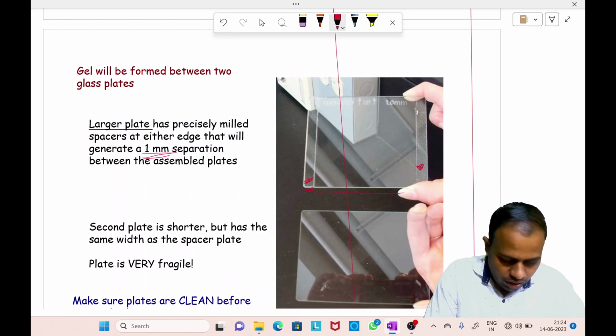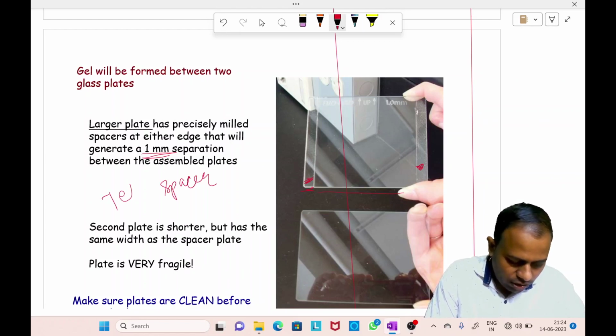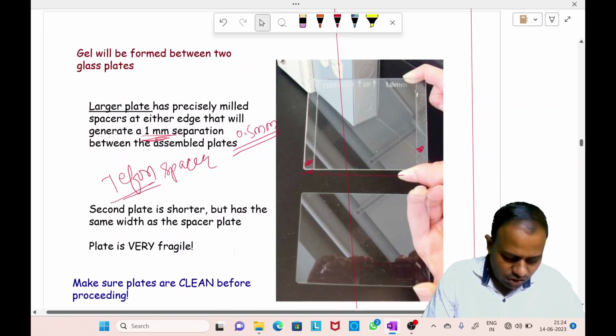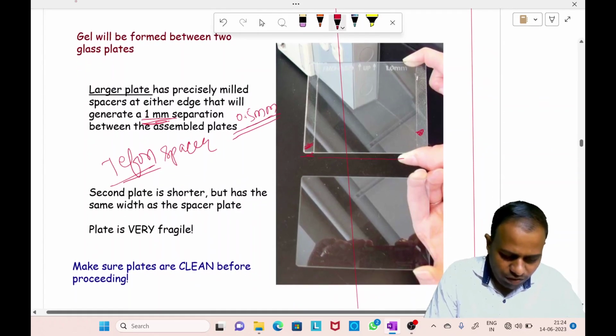gel. Okay, so in some cases, in some units, you get spacers also. Okay, Teflon spacers you get, to create that gap of 1 mm. It is also available in 0.5 mm gap. Different companies which make this unit provide you different thicknesses of the gel. Generally it is 1 or 0.5 mm thickness gel.